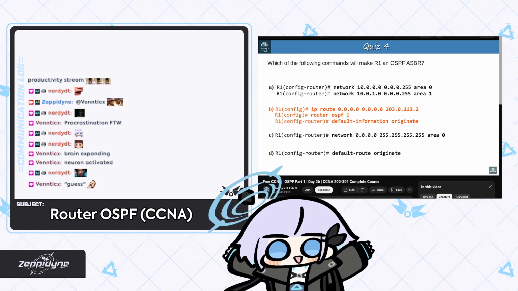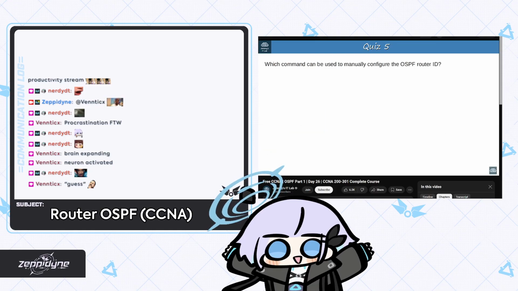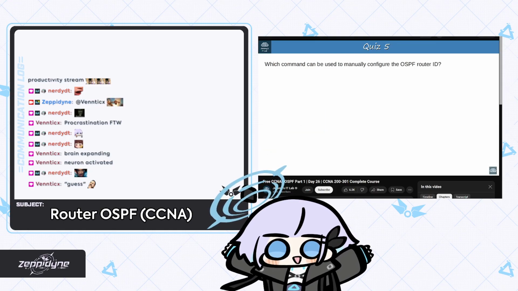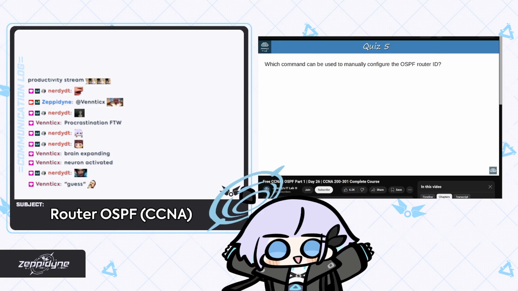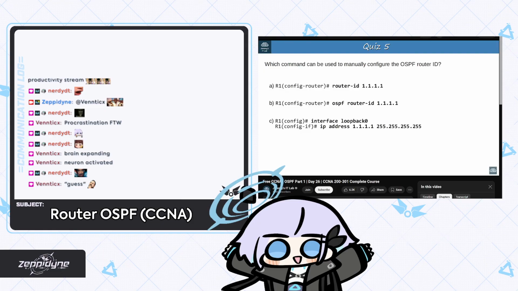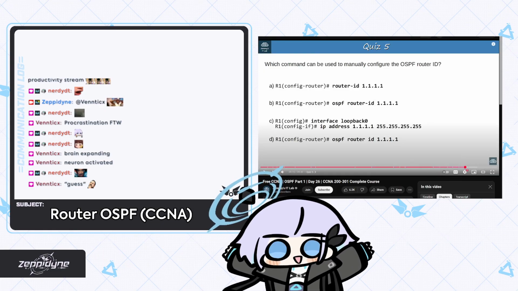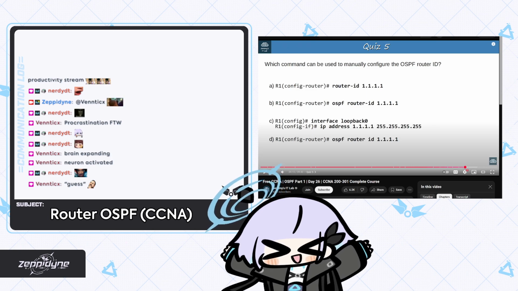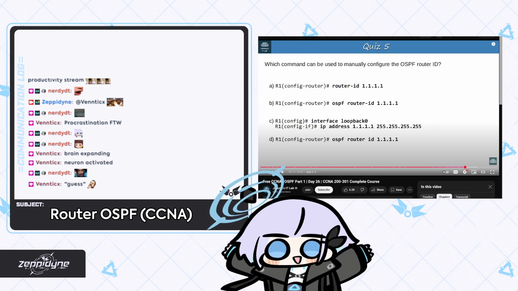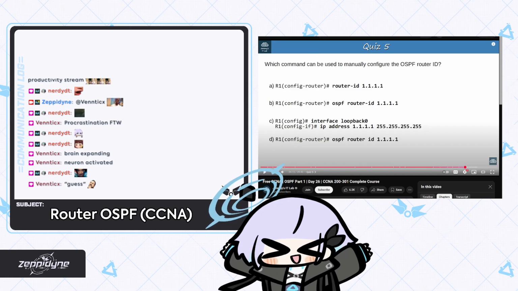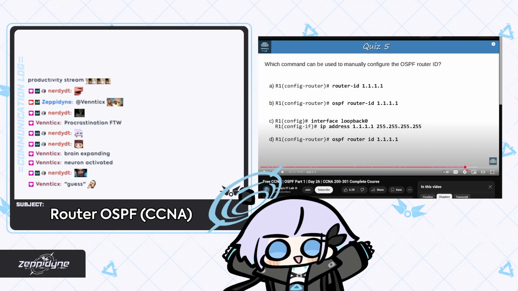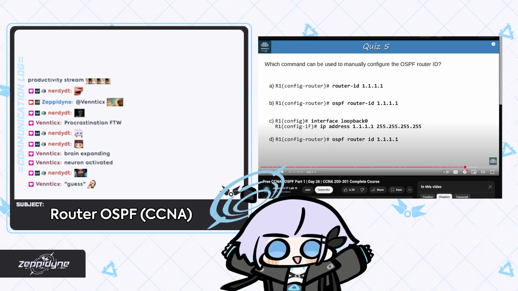Let's go to question 5. Which command can be used to manually configure the OSPF router ID? Here are the commands: A, B, C, and D. Pause the video to examine. Thank you, Jeremy. Manually configure the... It's A. I don't need to explain that. Examine the commands and select the correct answer.